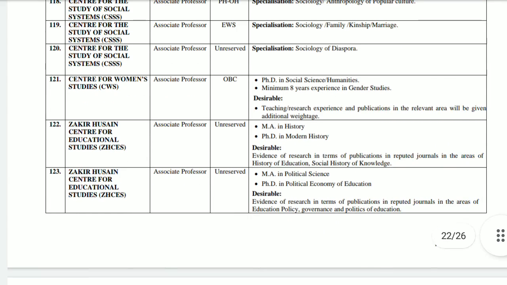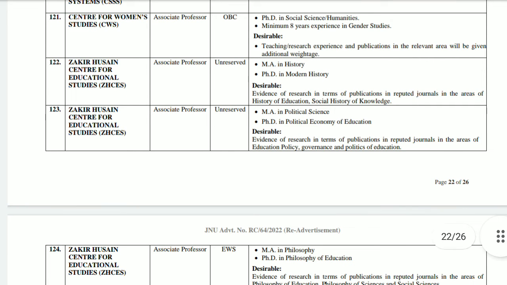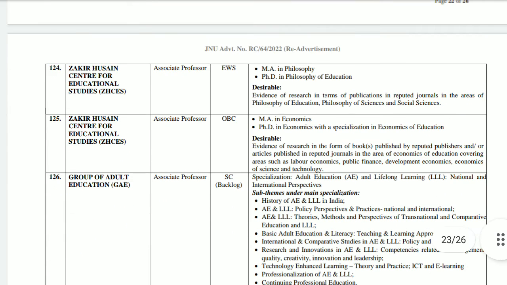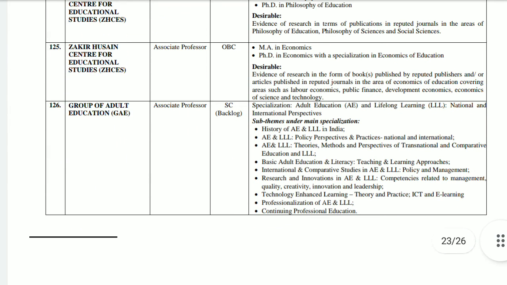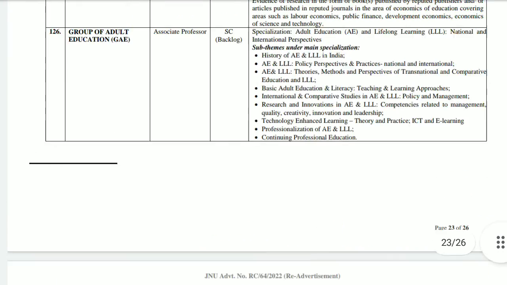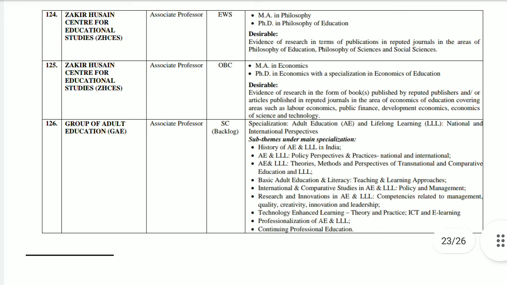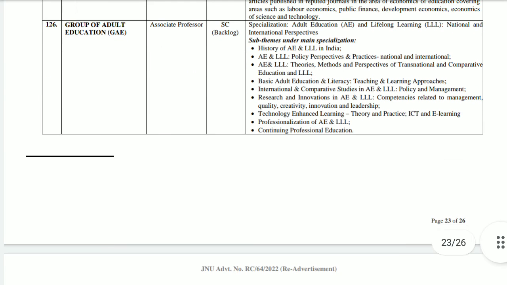Next job position, associate professor in Zakir Husain Centre for Educational Studies. Next, associate professor in Group of Adult Education. So in all the above departments, associate professor job vacancies are available in Jawaharlal Nehru University, Delhi.